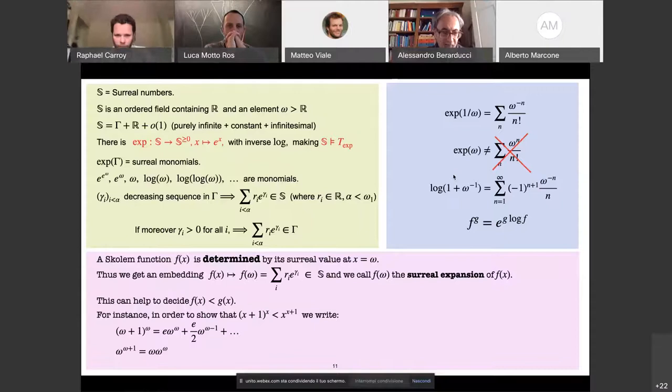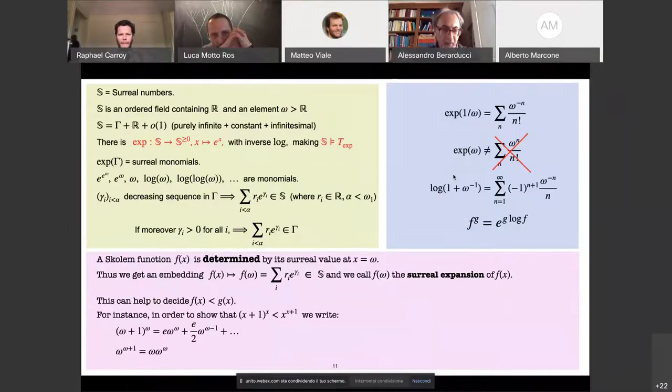In some cases, this can help to decide if f is less than g. For instance, suppose you want to show that x plus 1 to the x is less than x to the x plus 1. You just put x equal omega. You make the computations in the surreal numbers, and you find out that omega to the omega plus 1 obviously is omega times omega to the omega. On the other hand, omega plus 1 to the omega is e times omega to the omega plus some other terms. Since e is smaller than omega, the first one is smaller than the other.